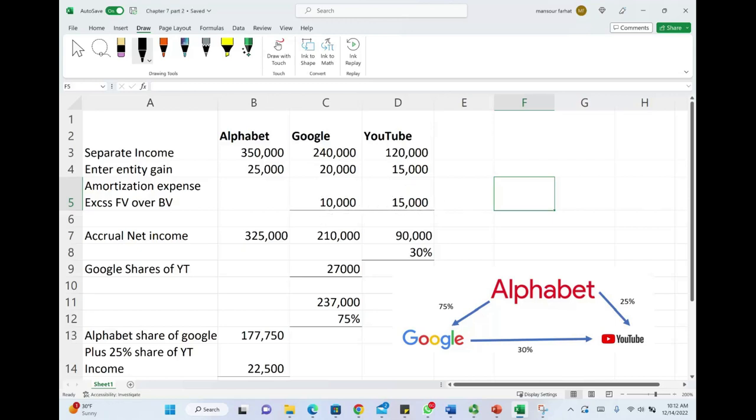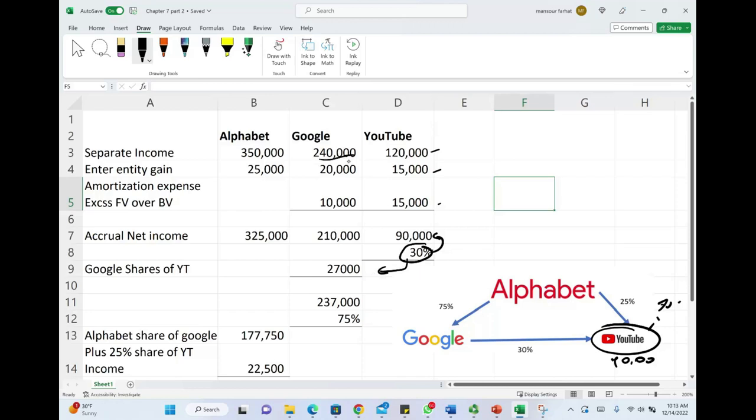For starting, we always start from the bottom, just like father, son, grandson. We start with YouTube. 120 minus 15 minus 15 will give us 90,000. Then what's going to happen to this 90,000? Google gets 30%. It means the remaining 70% for now is going to, in quotes, non-affiliates. There's not an affiliate yet. The majority goes to the other 70%, to the other owners. So 30% of the 90,000 is included in Google.